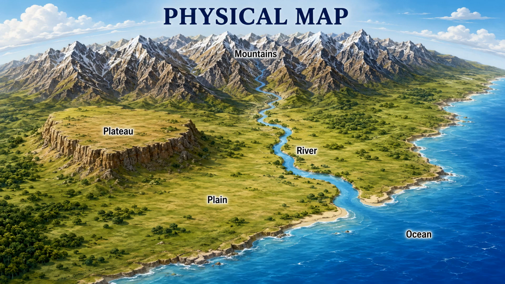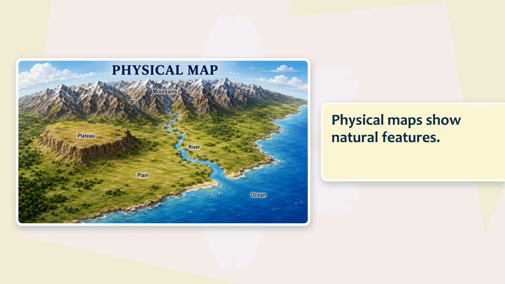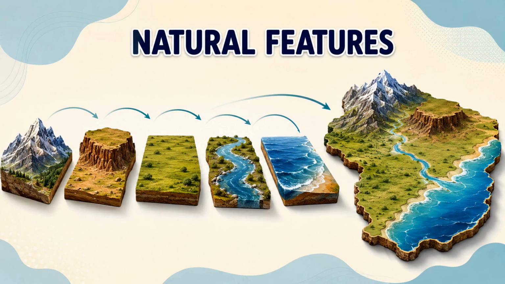The mountains, plateau, plain, river, and ocean are natural features of the region. A physical, or relief, map is made to show these land and water features when we need to study them. Look for features shaped by nature. Physical maps show natural features. Mountains, rivers, and plains are natural features. A physical map highlights the shapes of land and water, so raised mountains, broad plains, rivers, and oceans can be compared clearly. Boundaries and settlement details stay in the background because they are not its main purpose.